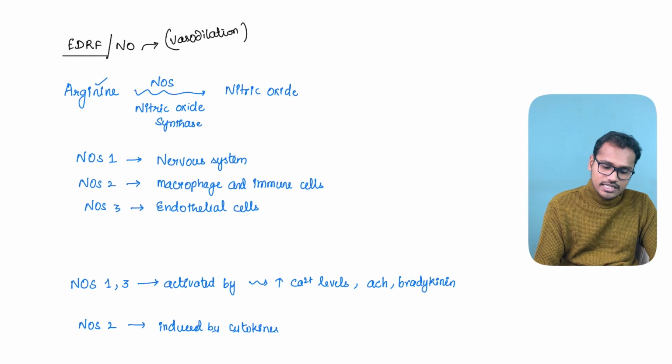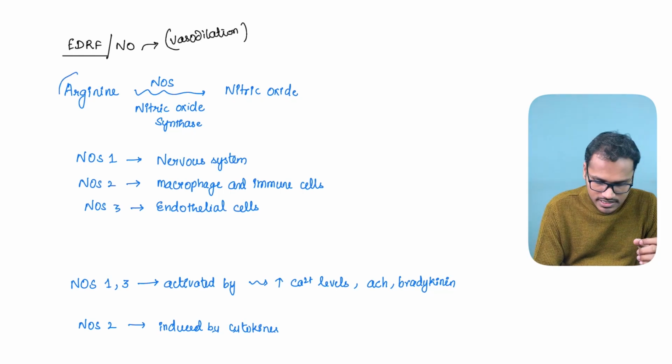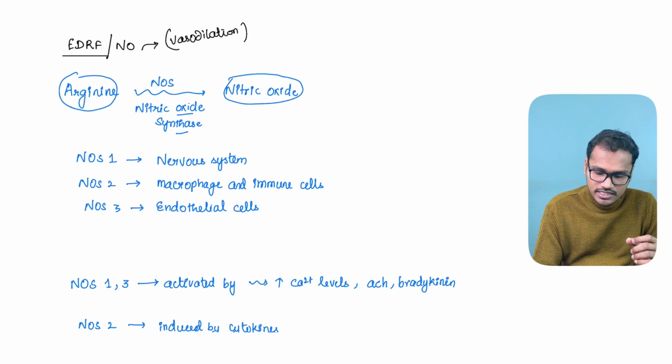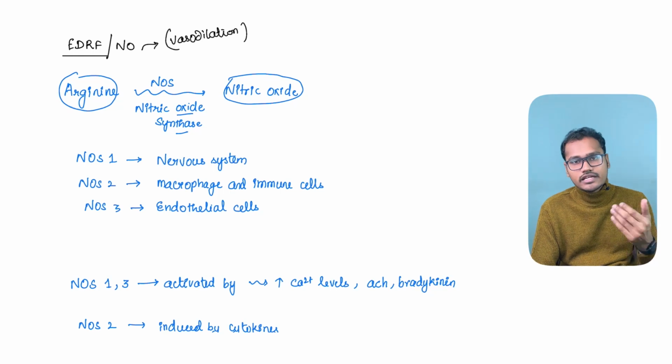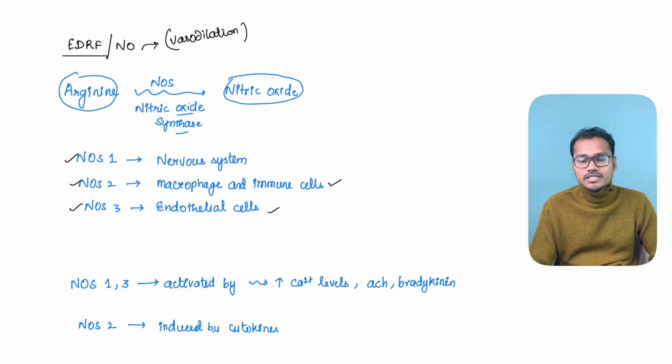So arginine is an amino acid which is getting converted into NO, that is nitric oxide. So how is this nitric oxide formed? This arginine, which is an amino acid, under the influence of nitric oxide synthase, will form nitric oxide. For this nitric oxide synthase, they have now identified multiple variants: NOS 1, 2 and 3. 1 is from the central nervous system, 2 is from the macrophage and 3 is from the endothelium itself.